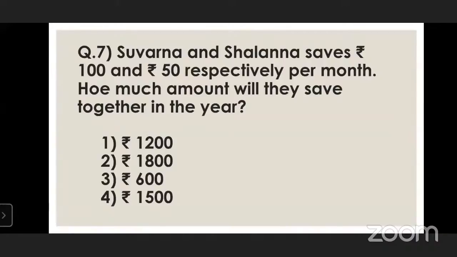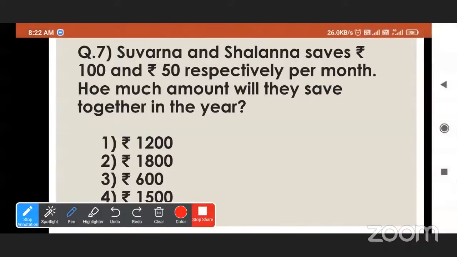Okay, now read question number 7. Suvarna and Shalana saved rupees 100 and rupees 50 respectively per month. How much amount will they save together in the year? So how to do it? Yes. What do we have to do?